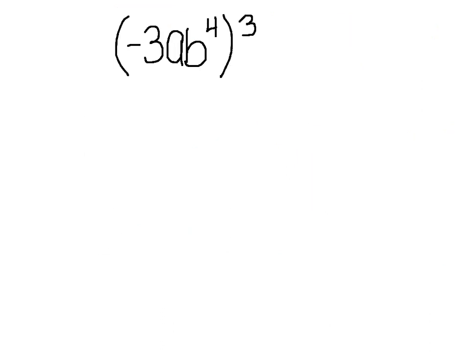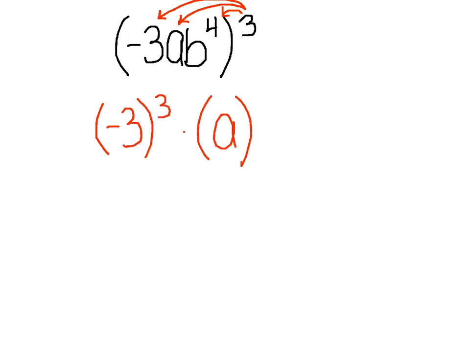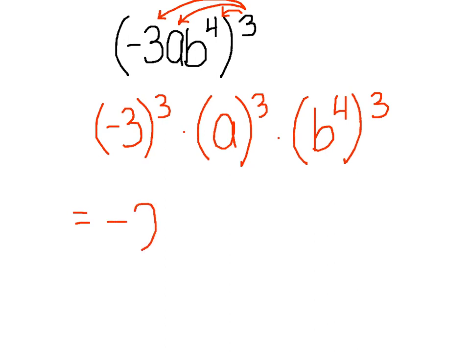Now the problem is getting a little bit more complicated because we've got 3 terms inside the parentheses. But nothing's changing. Distribute the power of 3 to each part. So negative 3 to the third times a to the third times b to the fourth to the third. And then let's simplify. Negative 3 to the third is negative 27.